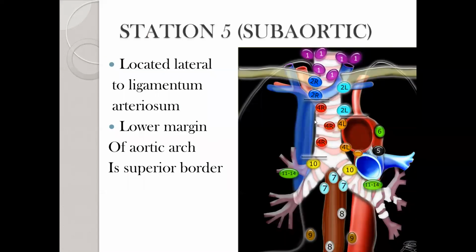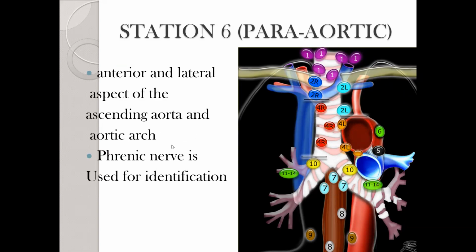The next zone is the aortopulmonary zone, which houses station 5 and station 6 lymph nodes. Station 5 here shows the subaortic group of nodes, which are located lateral to the ligamentum arteriosum, which becomes a ductus arteriosus. So here we see station 5, which is at the lower margin of aortic arch. The lower margin is formed by the aortic arch. Station 6 is the para-aortic nodes, which is anterior and lateral aspect of the ascending aorta and the aortic arch. The phrenic nerve is used for identification.